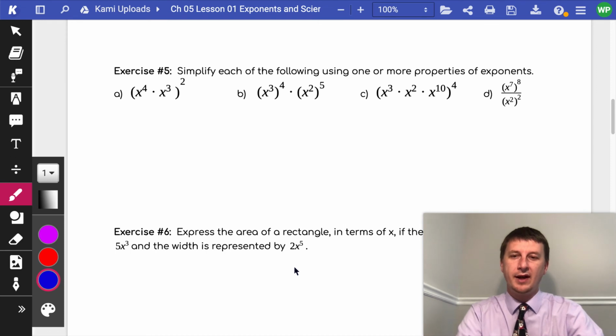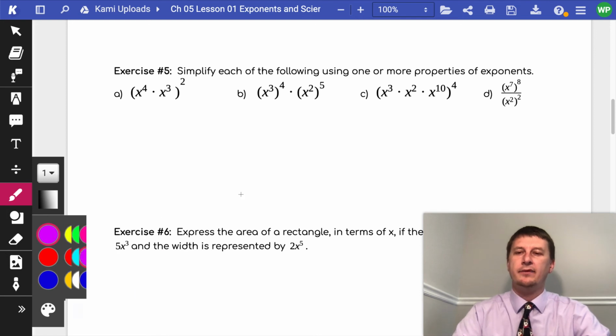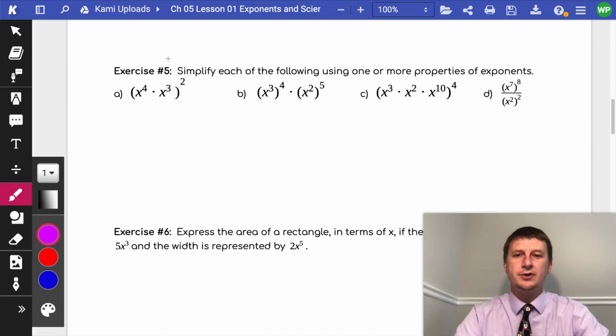So in exercise number 5, we have simplified each of the following using one or more properties of exponents. We're going to be combining some properties here. So if we take a look at part A, for example, we have x to the fourth times x to the third, all raised to the power of 2. And what we're going to do when we see something like that is we're going to use our order of operations, which says to simplify whatever's inside the parentheses first. And in this case, that's the x to the fourth times x to the third.